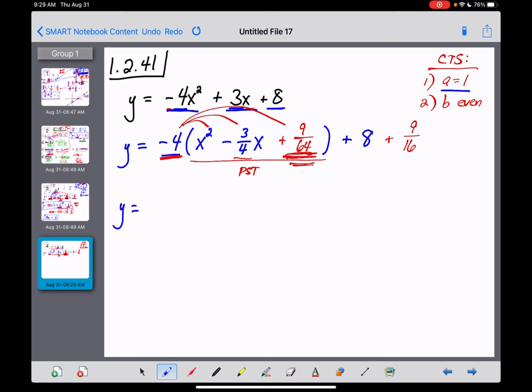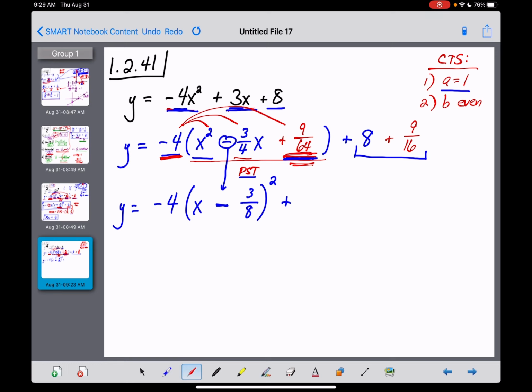Y is equal to, we still have the -4 out in front, and now we factor the perfect square trinomial. A perfect square trinomial factors into a single binomial squared. And what is that binomial? You take the square root of this term, which is just plain x, the square root of this term, which is 3/8, and whatever this sign is right here, you bring it straight down, whether it was a plus or a minus, and in this case, it's a minus. So we have that, and then at the end here, we're going to add to that, I'm going to simplify 8 plus 9/16. And let's think about that.